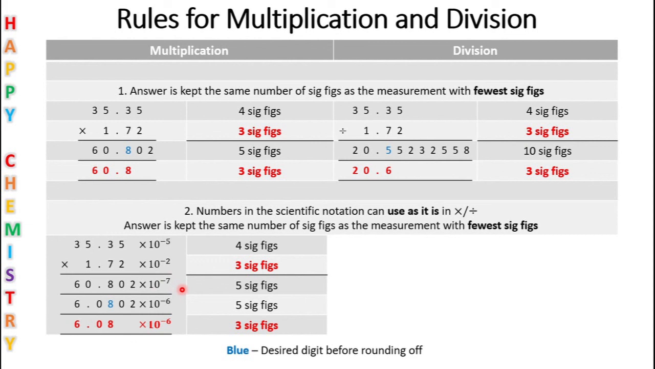Therefore, the answer is 60.802 into 10 to the power minus 7. This can be written in a better representation as 6.0802 into 10 to the power minus 6.